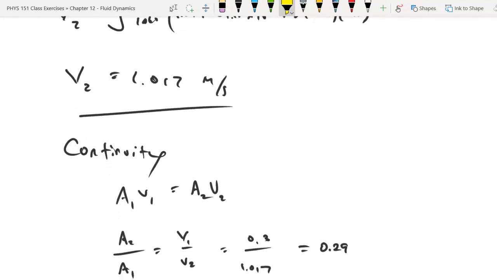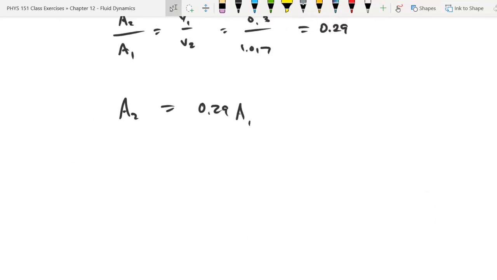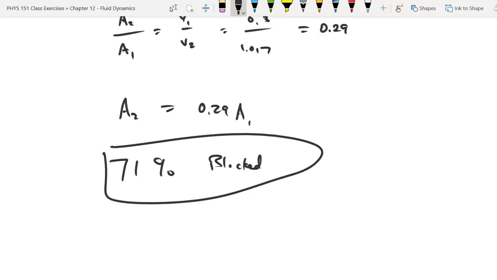So if it's only 29% as big, then 100% minus 29% is 71%. So we can say here that this is 71% blocked or clogged. Okay, so yeah, pretty clogged artery there.